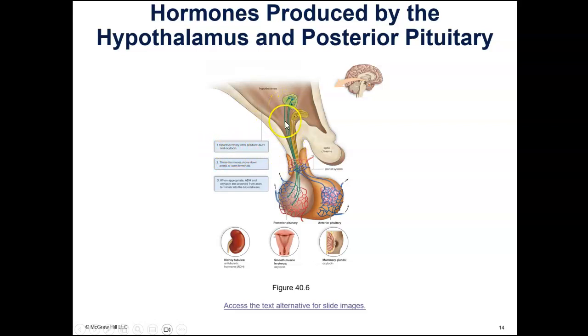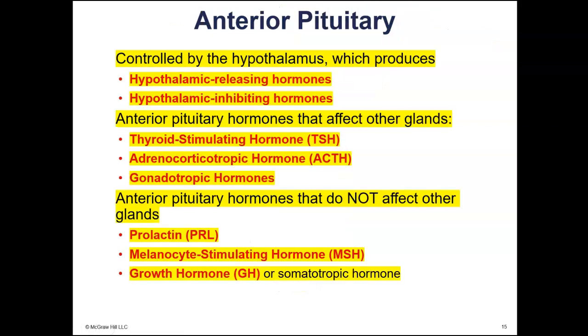But there are cells called neurosecretory cells that produce ADH and oxytocin in the hypothalamus, and then those hormones move down this pathway here, the portal system, and will stimulate or trigger the posterior pituitary to release them. So ADH will affect the kidneys, and oxytocin will affect your uterine contractions and also the letdown of milk from the mammary glands.